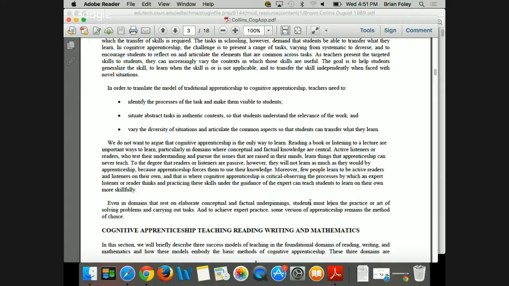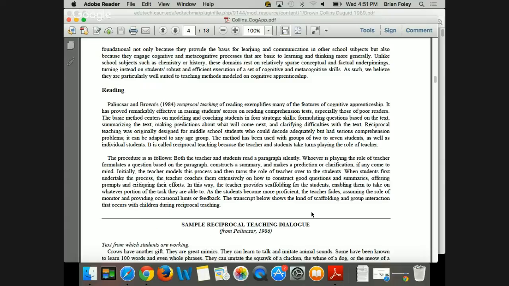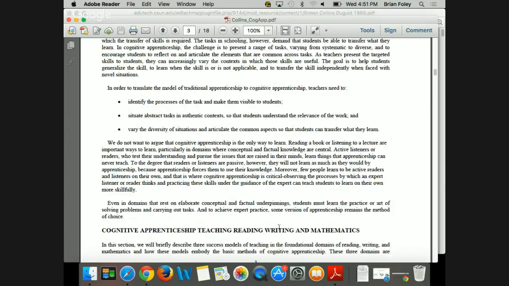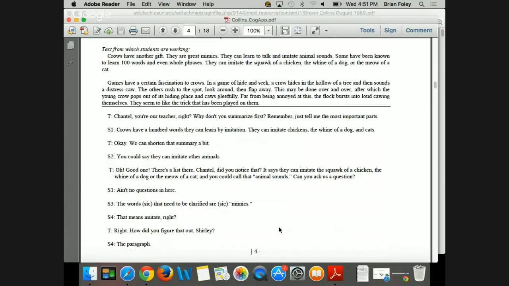All right. Let's look at some of these examples in this paper, the cognitive apprenticeship. So reading, writing, and mathematics. Which one's first? The reading, right? Yeah, we talked about this a little bit. The reciprocal teaching. I'll let you. Sorry, I had to write that one on more.